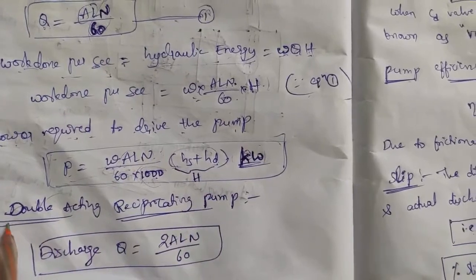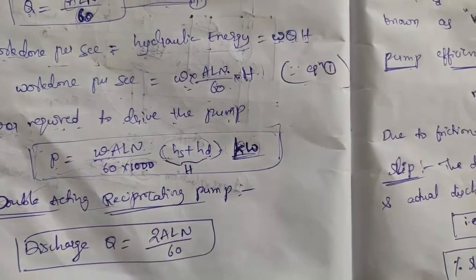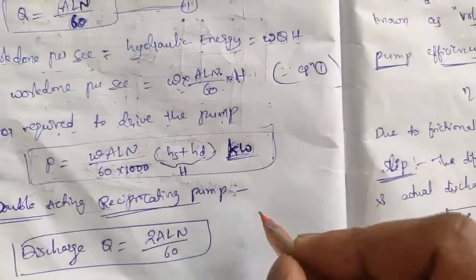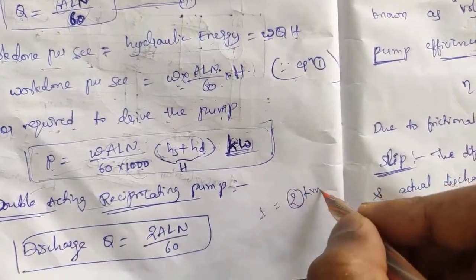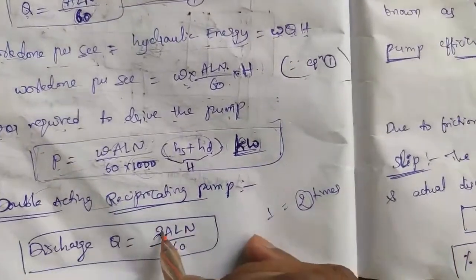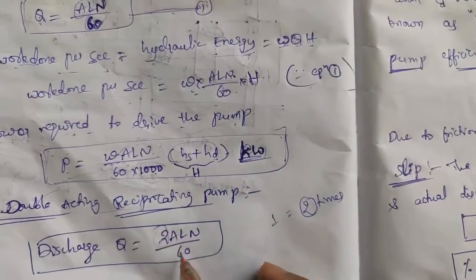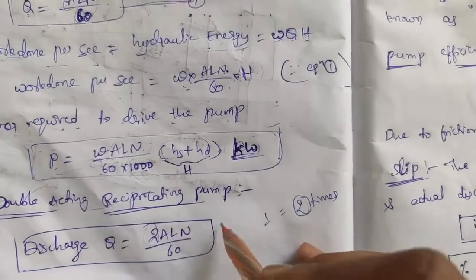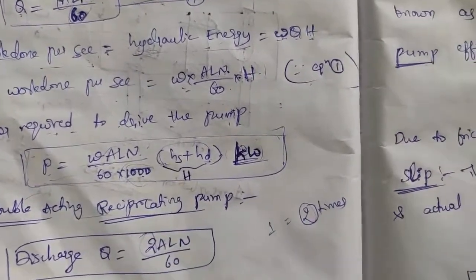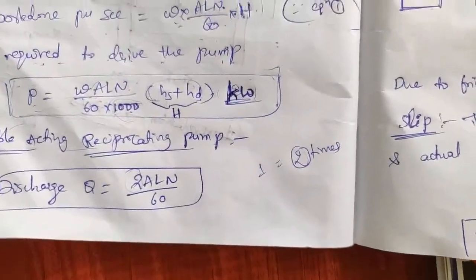For the double acting reciprocating pump, we already know that for a single stroke we are pumping the water 2 times. That is why we multiply the discharge by 2: discharge equals 2 ALN by 60. You just remember this value. You need not remember the derivation of this formula.